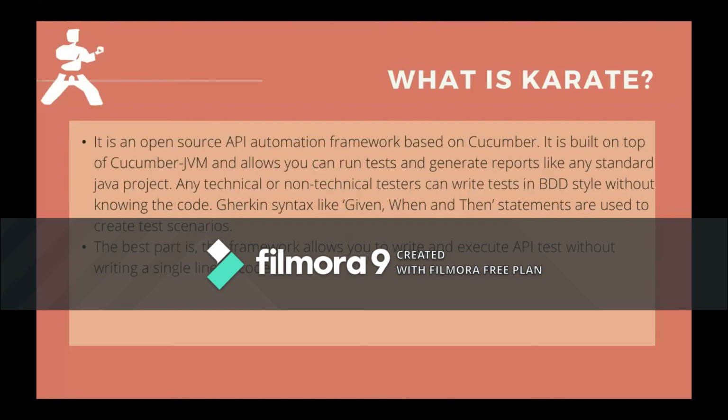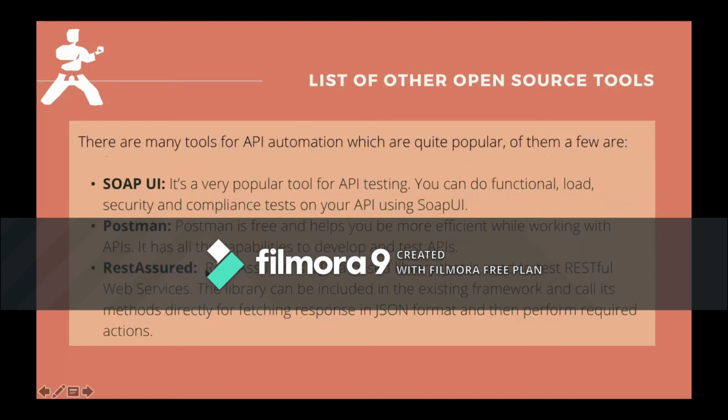You don't have to write tons of lines of code like you have written in Rest Assured. So if you look at it, any non-technical and technical testers can write in BDD style without knowing the code. It's pretty standard Gherkin syntax, like given, when, then, and you can just create the scenarios. Pretty easy peasy. Now, the best part is, as I mentioned, you can write and execute the API test cases without writing a single line of code. So we'll take a look at an example as well.